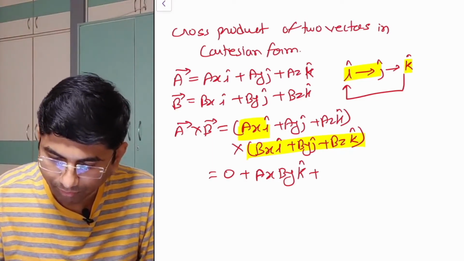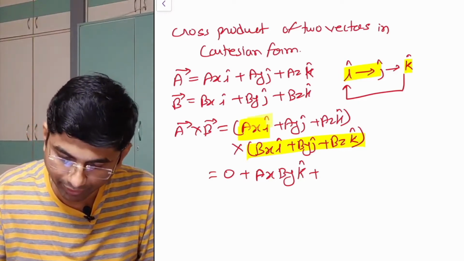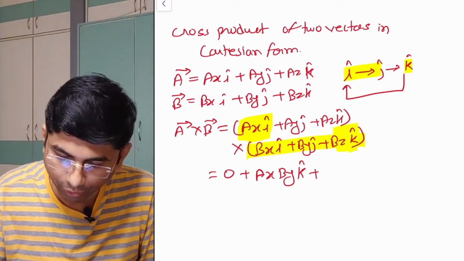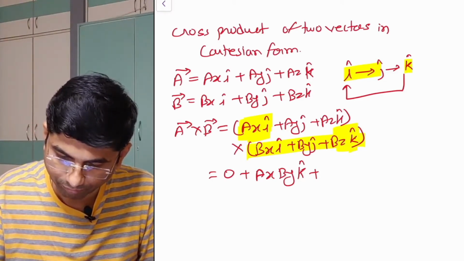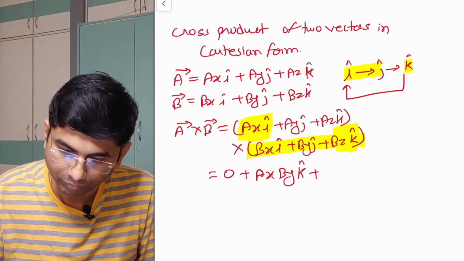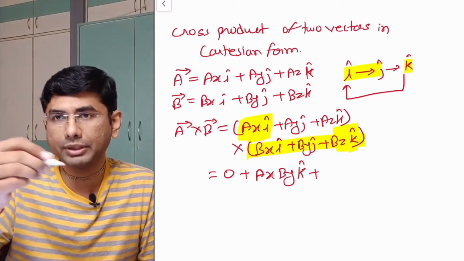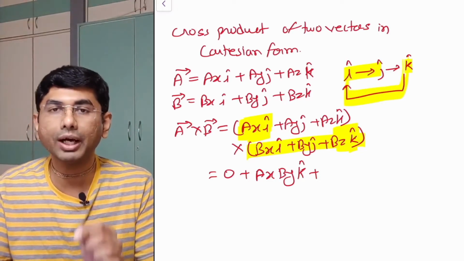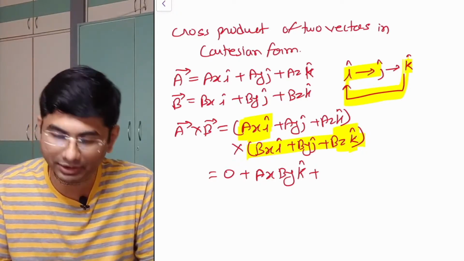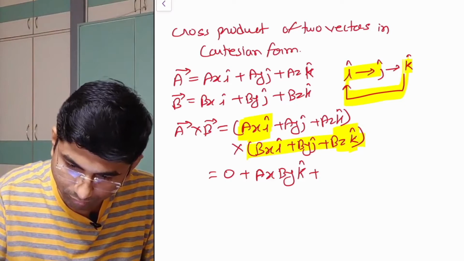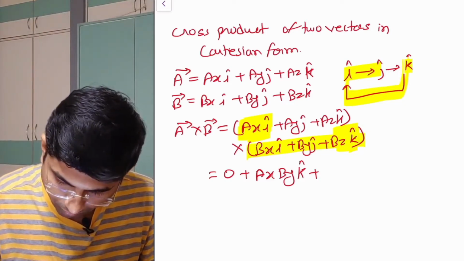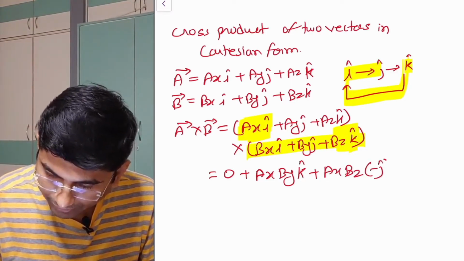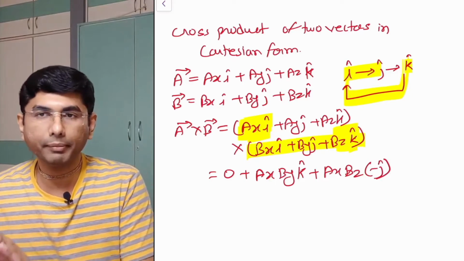Next thing, ax i cross bz k. What we are doing now, ax i, bz k, that cross multiplication. Again i cross k. Now it's in the opposite direction. You just see now the direction of i cross k is going in the opposite direction. It's an anti-clockwise motion. Now the answer, the j will be negative. It will be minus j. Therefore my answer will be ax bz minus j cap. That's about the first term getting multiplied with all the three terms.